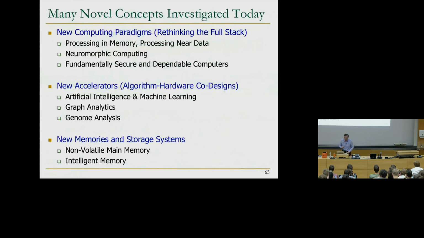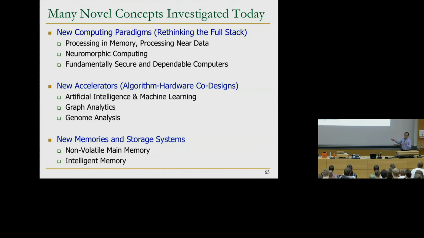Okay, so what else? I can go on, but I'll try to summarize. There are many novel concepts being investigated today in computer architecture, some of which we're going to touch on, some of which we're not going to touch on in this lecture. We've already talked about processing in memory and near data, and neuromorphic computing, which is also very interesting and more similar to how the brain operates. Fundamentally secure and dependable computers, how do we design them? I think of this as rethinking the full stack. Can we rethink how we design computers today, as opposed to doing the same thing that we've been doing for a long time?